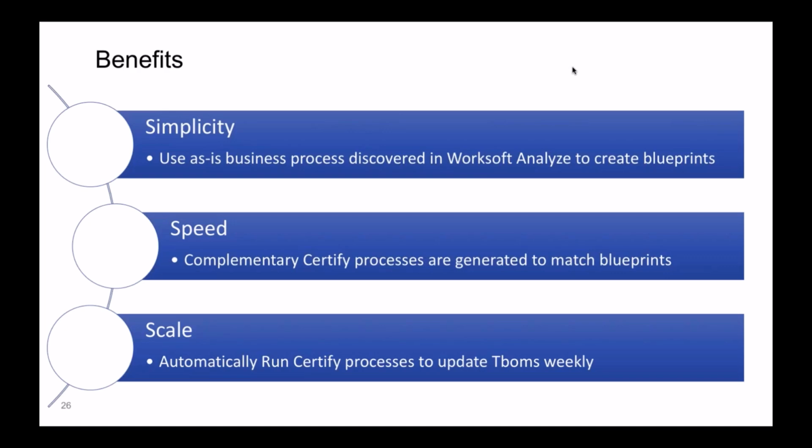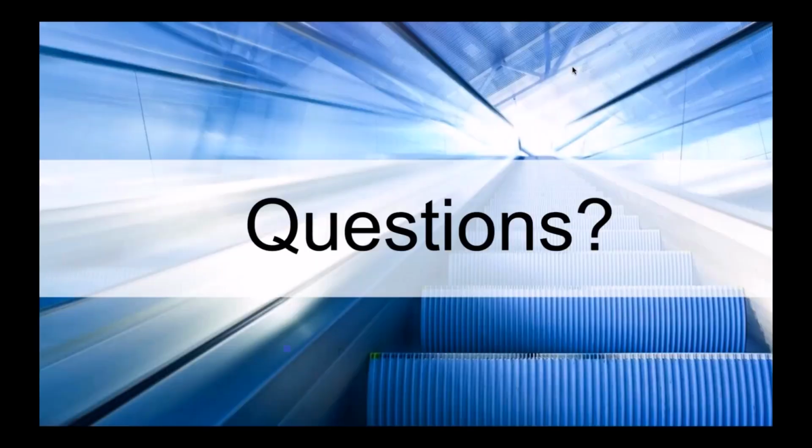So the benefit of actually doing this is we can use our as-is business process that we've discovered and analyzed to create the blueprint, versus creating them manually with Notepad and interviewing people and guessing what they've done. The complementary Certify processes match the blueprints, so you know that you've actually got test cases that match your blueprint, so they can be run. And then we can help you scale that by running those tests on a regular basis. A lot of customers spend weeklies with their cadence, they like to update their T-BOMs so that their BPCA and their change analysis and their monitoring tools work more effectively.